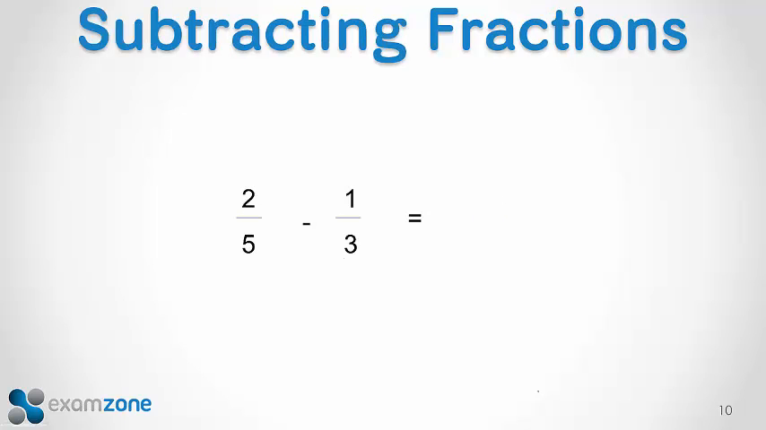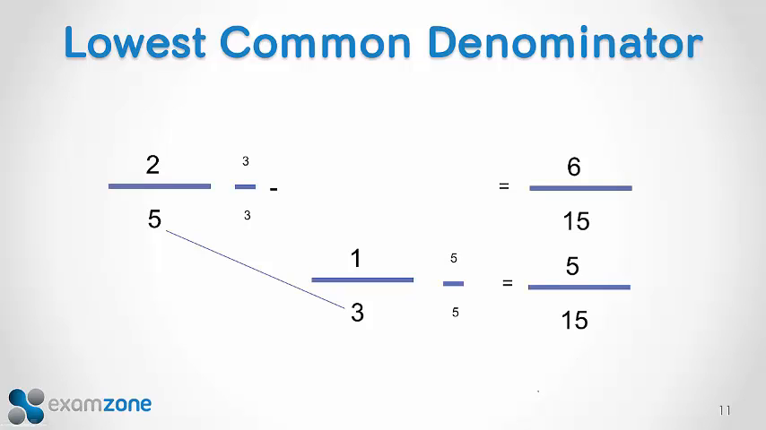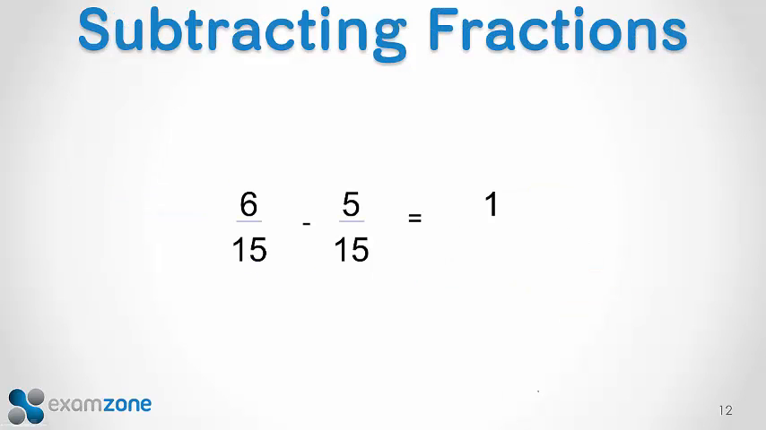What about subtraction? It's really the same idea. If we have fifths and thirds, we can't just subtract until we come up with the lowest common denominator. But of course, it's the same as before. Multiply the top by 3 and the bottom by 5, so that we have 6/15 minus 5/15. 6 of these minus 5 of these. We have 1/15 left.